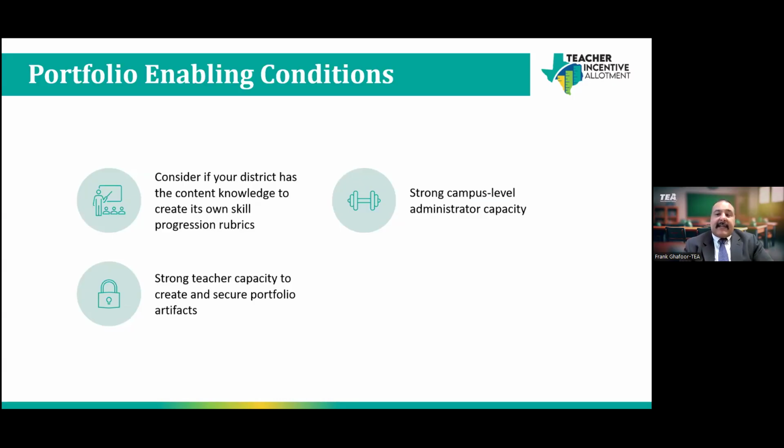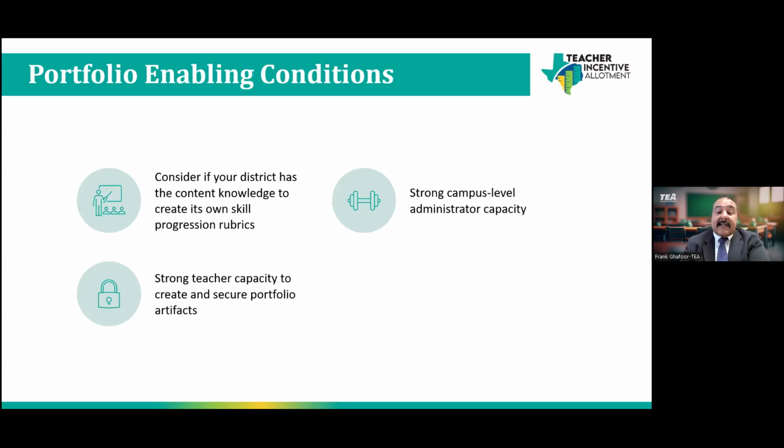The portfolio enabling conditions include if the district has the content knowledge to create its own skill progression rubrics. This is a pretty involved process, and so experienced teachers are going to be more apt to complete this process. In addition to that, strong campus level administrator capacity and strong teacher capacity are going to be required. Teachers are going to be creating this system.